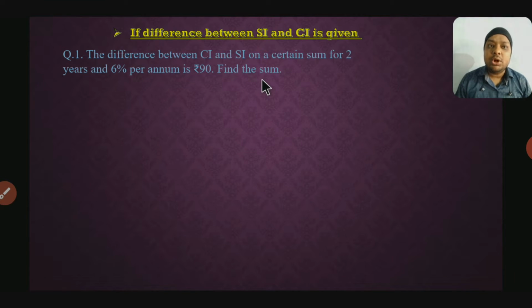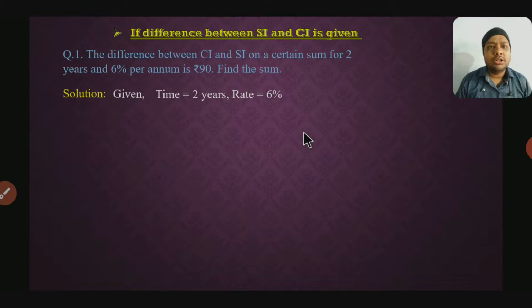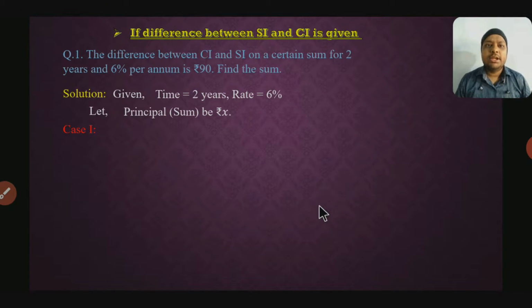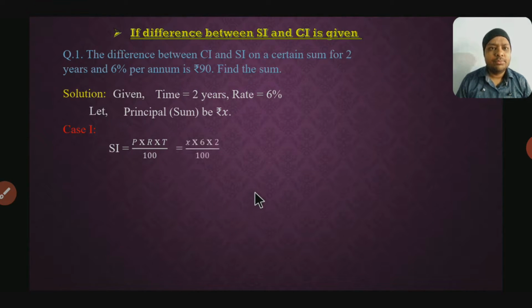But the sum is not given, so you can assume it as X or as P for principal. At first we will write what is given, then we will assume the principal to be X. Now in case 1, let's find the simple interest, and then we will find compound interest separately. So in case 1, simple interest is equal to P into R into T by 100. We know the formula. So P is X, R is 6 and T is 2, and by 100. Here we will put the values.